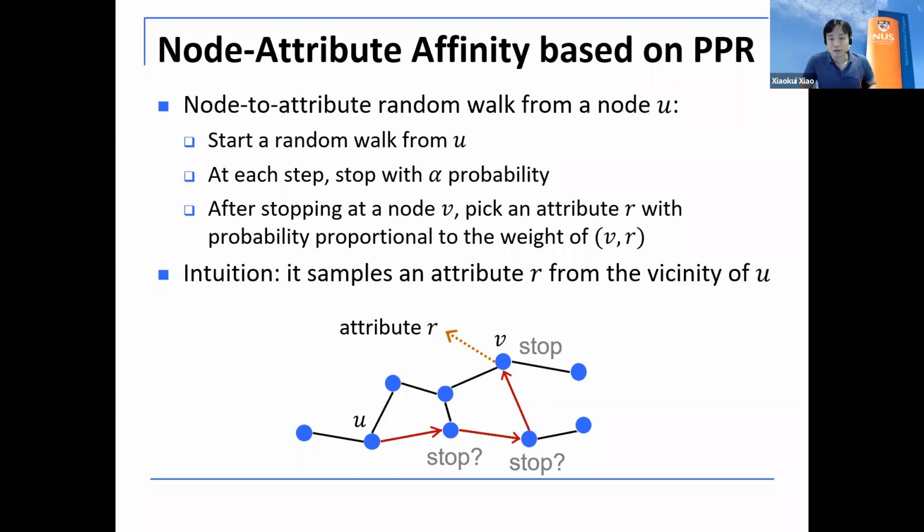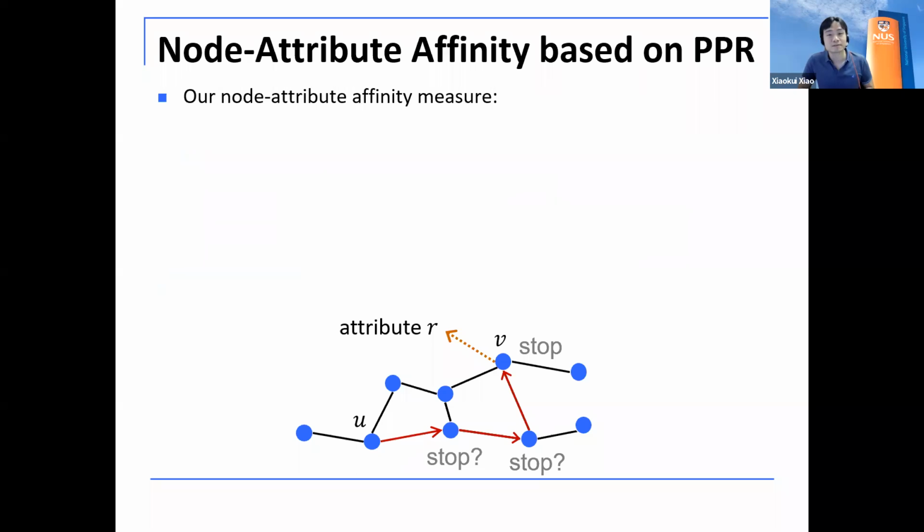So this is a simple extension to have a random walk that starts from a node U and ends at an attribute R. And the basic idea is that this kind of random walk can help us sample an attribute in the vicinity of the starting nodes. And if the nodes in the starting node's vicinity all have a strong association with a certain attribute, then intuitively that attribute should have a strong affinity with the starting node. So that is the intuition that we have in this kind of random walks. But we do not directly use the probability that we have in this kind of random walk to model the node to attribute affinity.